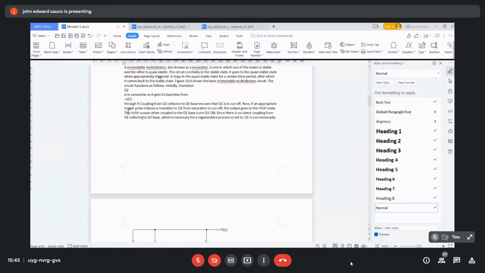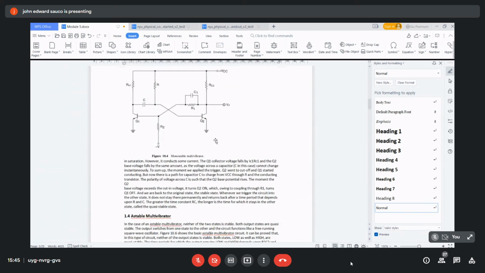Since there is no direct coupling from Q1 collector to Q2 base, it is not necessary for a regenerative process to set in. Q1 is not necessarily in saturation. Okay? So, not necessarily saturated siya. However, it conducts some current. So, si Q1 collector, voltage falls by ito, yung current saka RC1. And the Q2 base voltage falls by the same amount. Siyempre, kasi nakabuktong si base doon. Sa collector ni Q1, nasa base ni Q2. So, same amount.